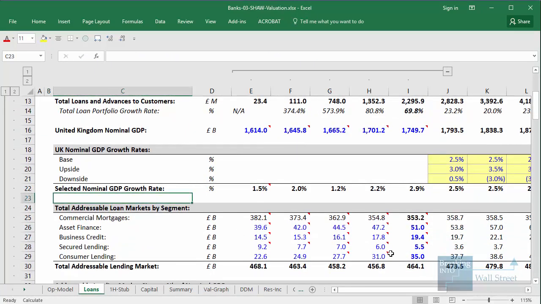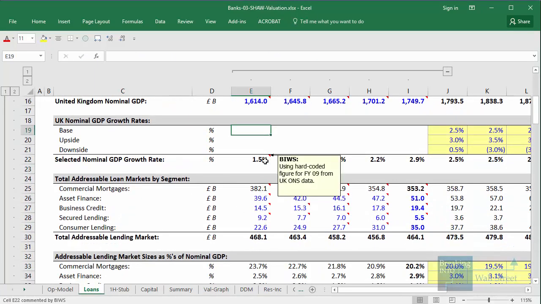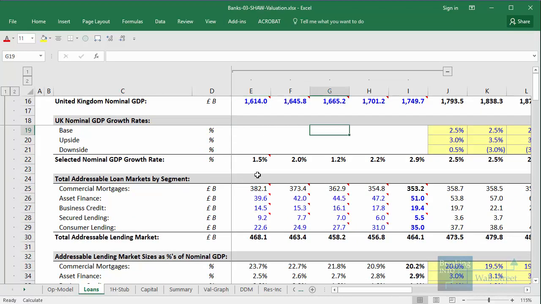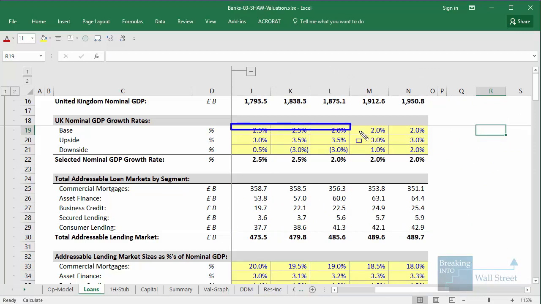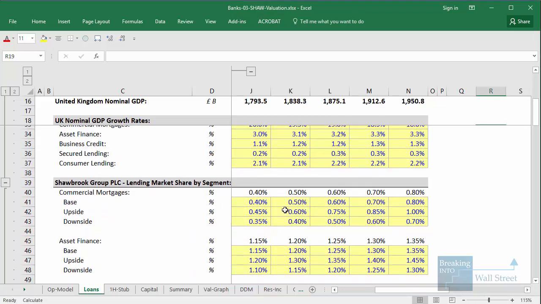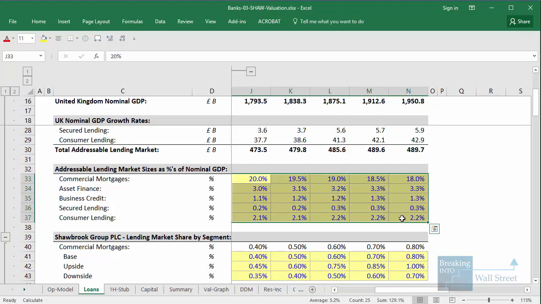Just to give you a flavor of this, if you go to the loans tab in this file, you can see right here that if you look at the nominal GDP growth rates and the different scenarios, we're about in the middle in the base case. The upside case is much higher. And then in the downside case, we have a recession followed by a recovery in the last 2 years. We don't change anything with the size of the lending markets here by segment. We're just assuming these are some percentage of nominal GDP in the UK.